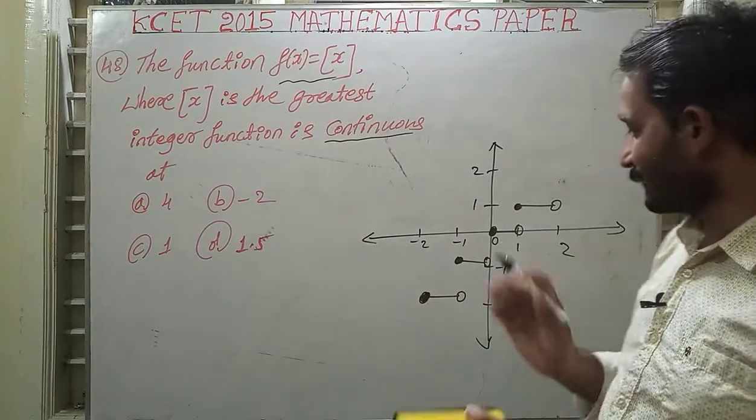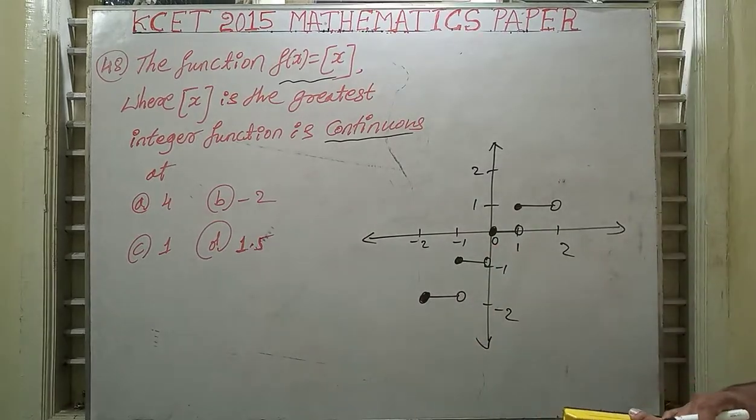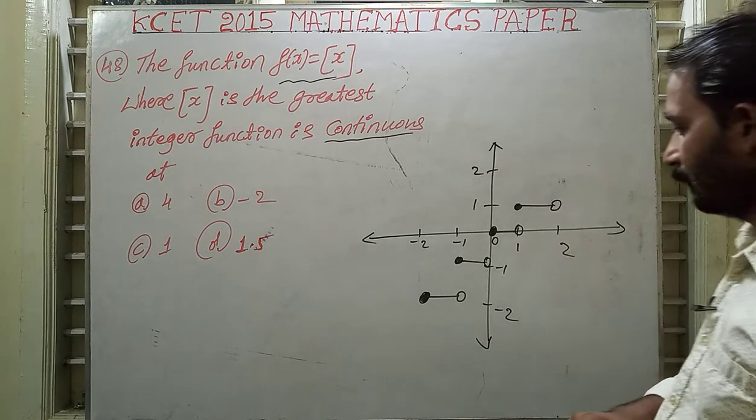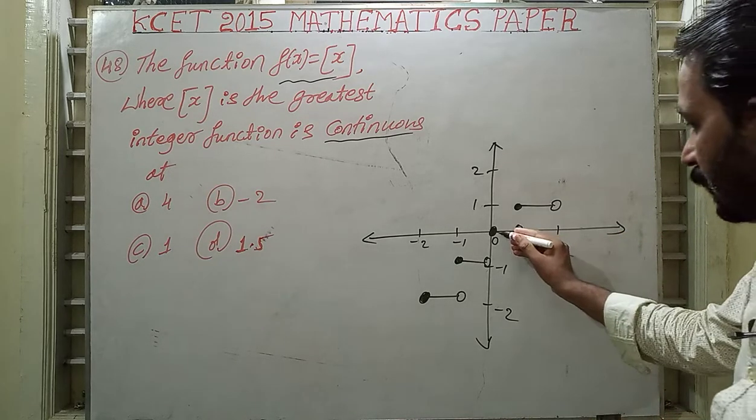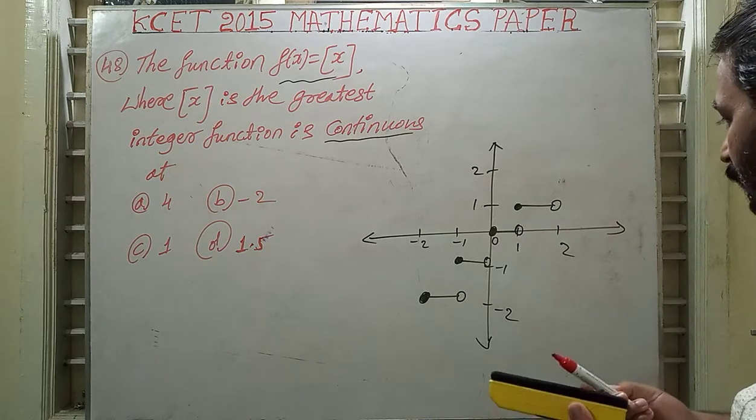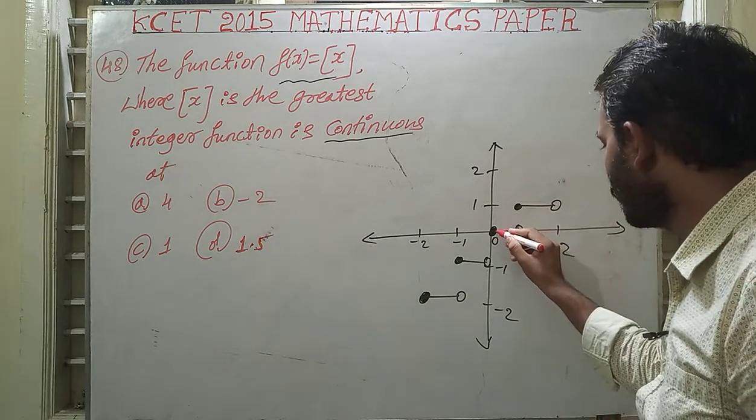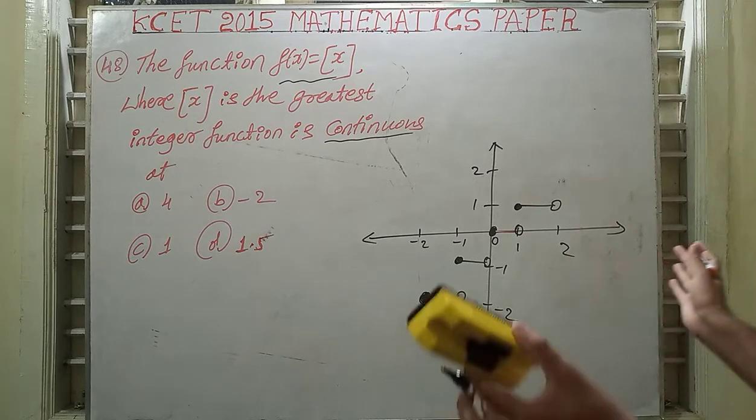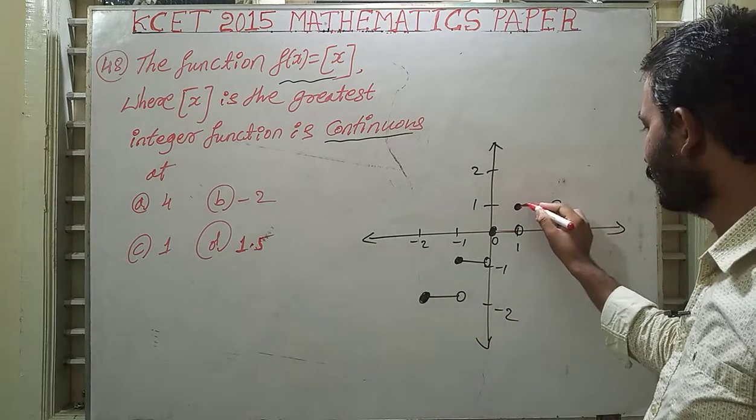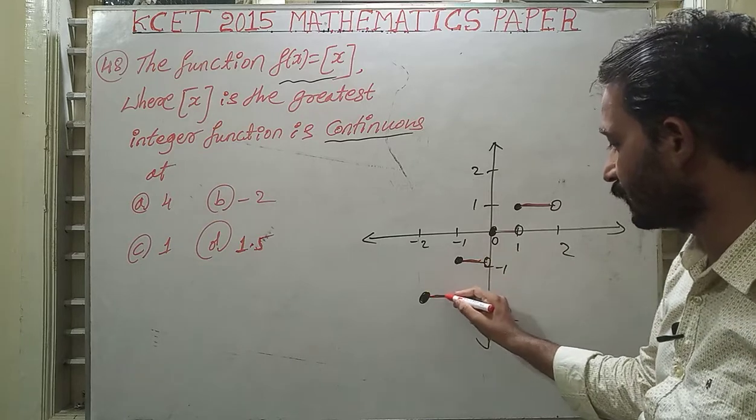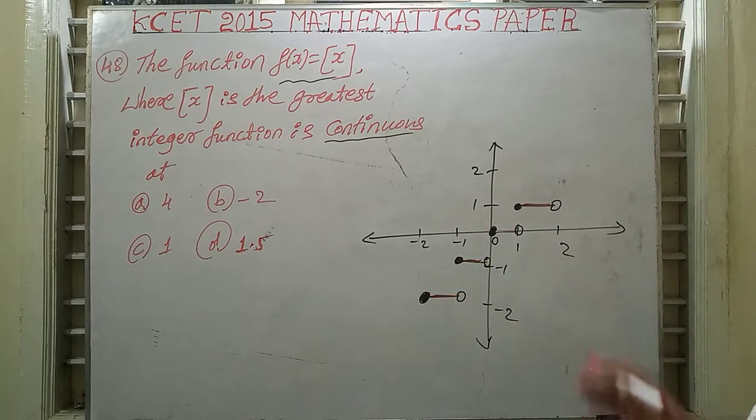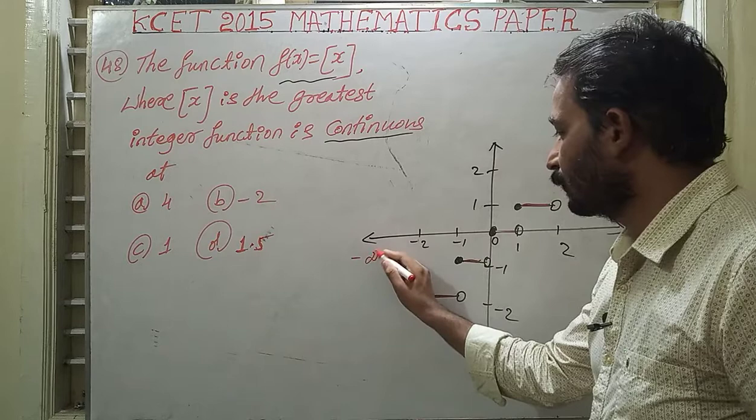Now let us see the figure. This is the greatest integer function graph. See the graph carefully. It is continuous between any two integers. It is continuous between any two integers. Okay, so this is minus infinity to plus infinity.